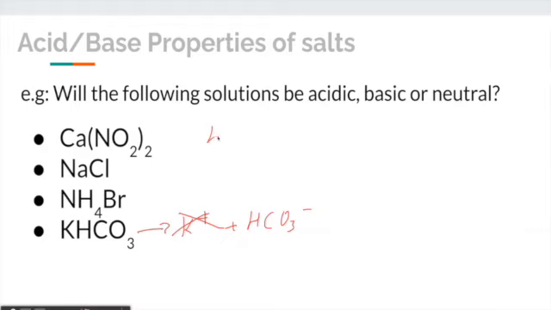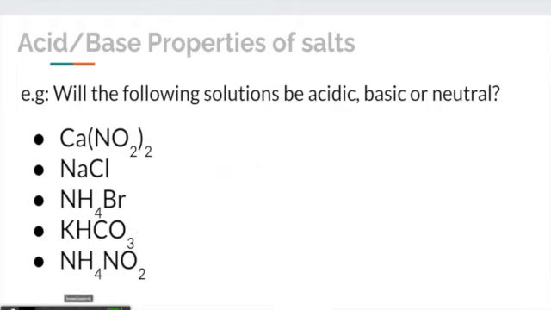What's this going to do? HCO3 minus is going to dissociate, and it's going to give you H plus ions and carbonate ions. So because it's producing these H pluses in solution, that means this is going to be an acidic salt. Okay, let's look at one more.